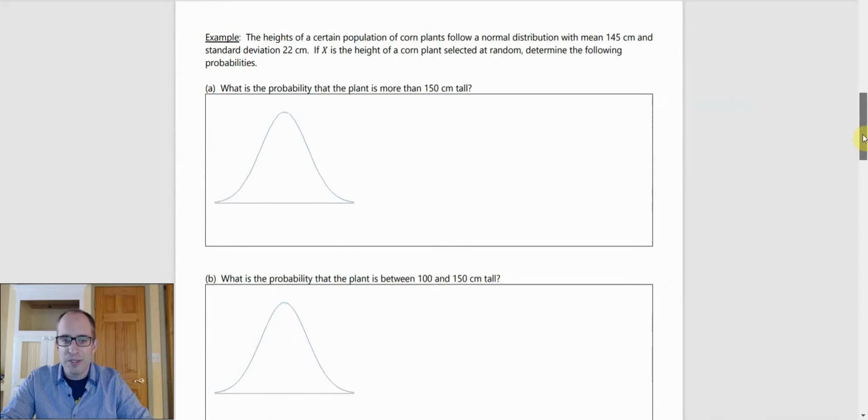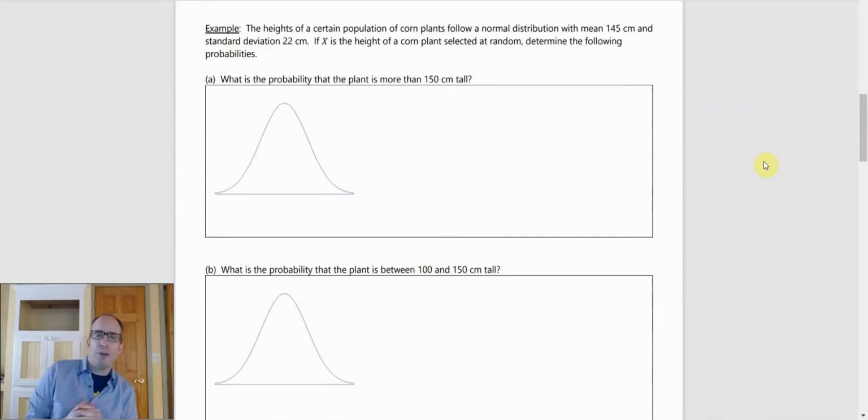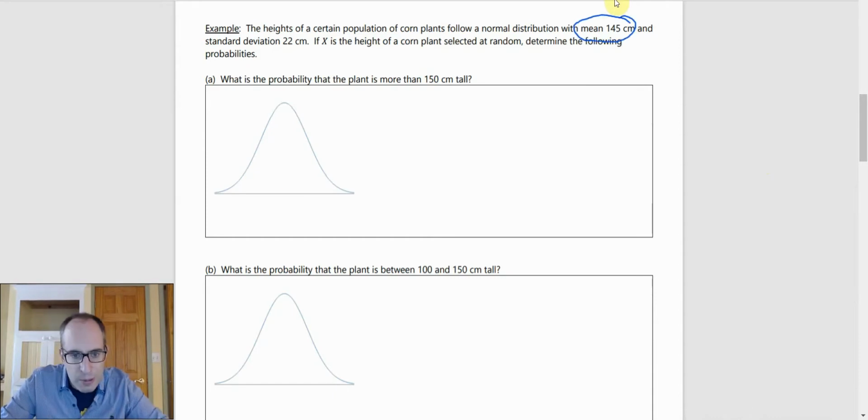Like it says here, heights of a certain population of corn plants follow a normal distribution with a mean of 145 and a standard deviation of 22 centimeters. We're going to select a corn plant at random and figure some probabilities out. First, more than 150 centimeters tall. I'm going to draw a little sketch here. The mean is 145, so I put the 145 right in the middle of the picture, right at the peak. 150 is certainly bigger than 145, though this doesn't have to be perfectly to scale, and more than 150 is going to be this.